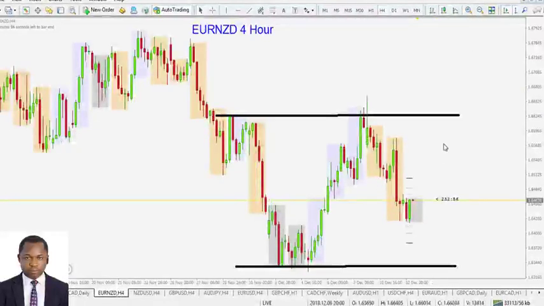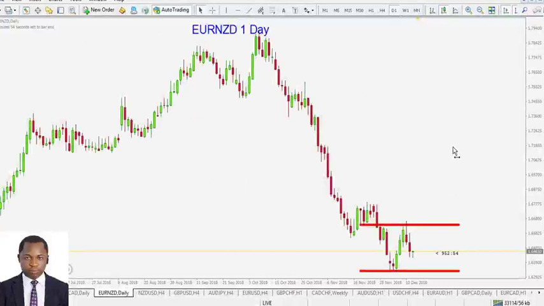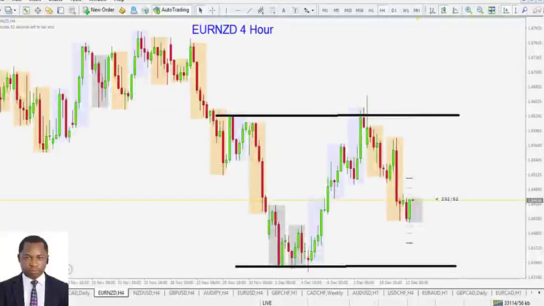Okay, the euro against the New Zealand dollar. Okay, the push to the downside is over now. This is a very risky zone to go short. Don't click on your sell button there.